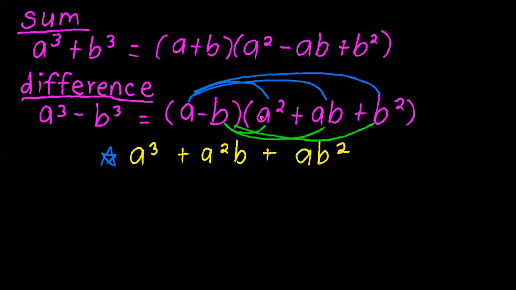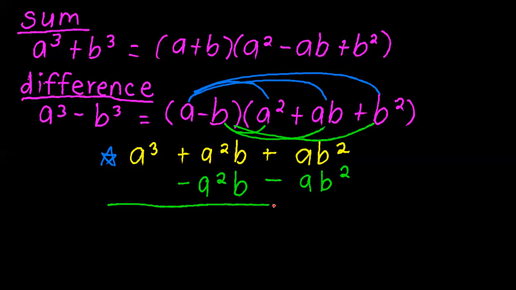Negative b times a squared is negative a squared b. I'm going to write that right down here. And negative b times ab is negative ab squared. I'm just writing it underneath its like term from when we multiplied a times everything. And then, of course, the last one is negative b times b squared. Well, negative b times b squared is negative b cubed.